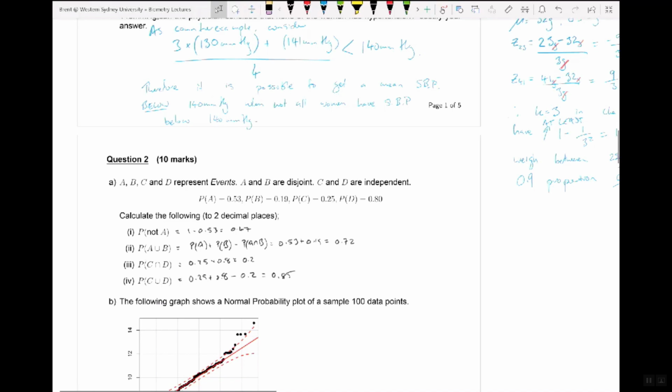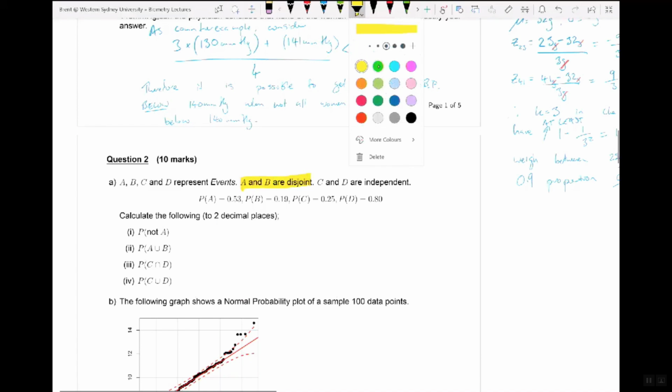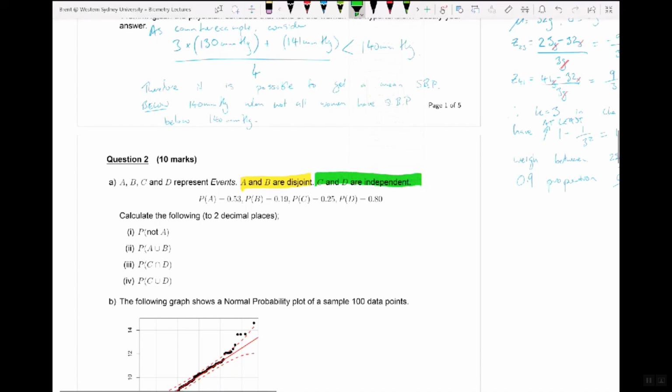So, I should have gotten rid of that. They tell me that I have 4 events, A, B, C, and D. Whatever they are, it doesn't matter. They tell me that the events A and B are disjoint. And they tell me that the events C and D are independent. And then they give me some known probabilities for these events. The probability of A occurring, B, C, and D.